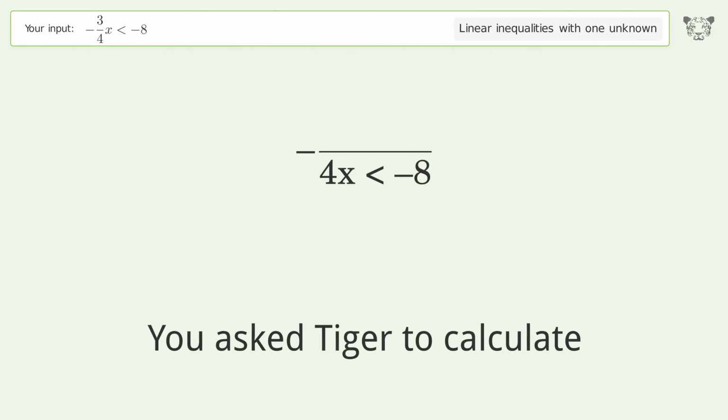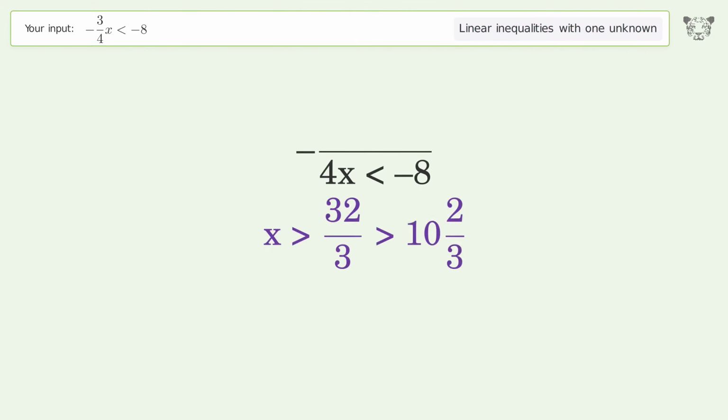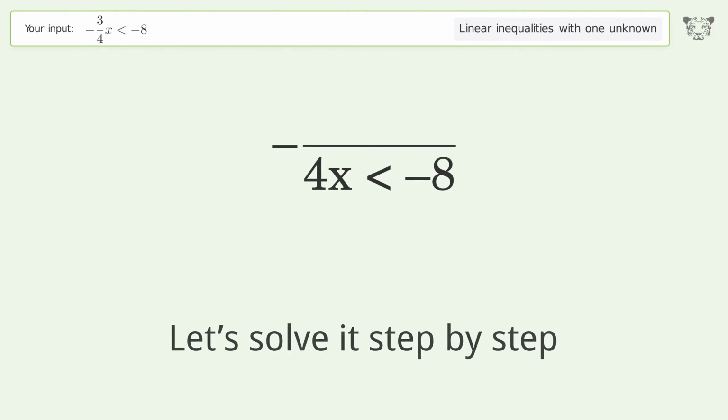You ask Tiger to calculate. This deals with linear inequalities with one unknown. The final result is x greater than 32 over 3 greater than 102 over 3. Let's solve it step by step.